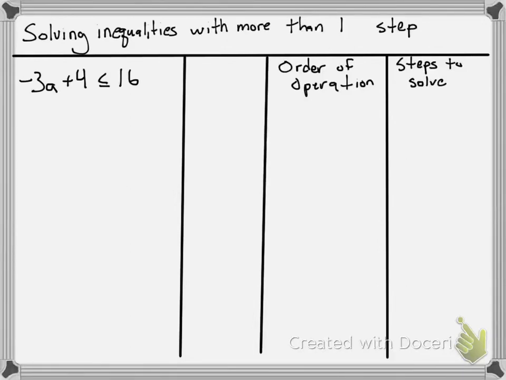Today we're going to be solving equations with more than one step. Just to get an idea how we do this, it's very similar to solving an equation, so we're going to pretend this inequality sign is actually an equal sign for most of the part. There's only one rule we're going to go over that is different, but we'll get there when we actually get there.